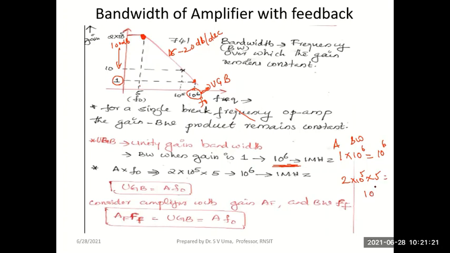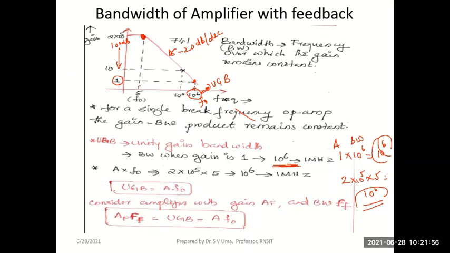will again give you a value 10 power 6. Okay. So either way, wherever you find along this curve the gain bandwidth product, it should remain the same. So consider the amplifier with gain AF and bandwidth FF. Then AF into FF should be equal to A into F0, which is the unity gain bandwidth product. So please make a note of this. The gain bandwidth product is found at any point on this curve.